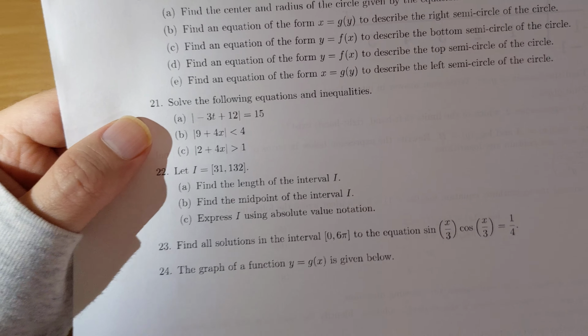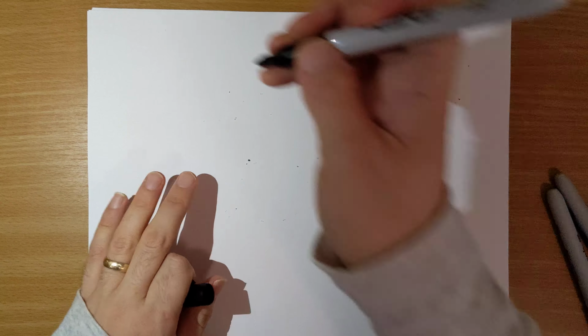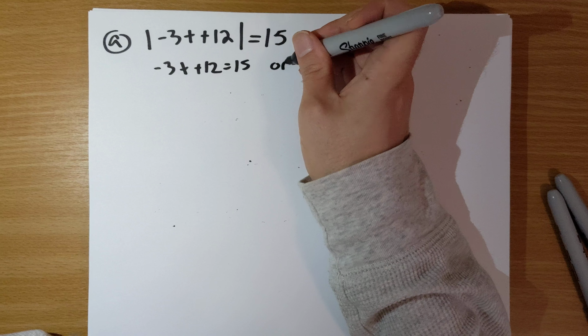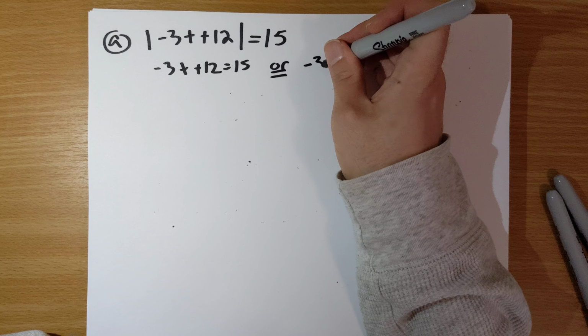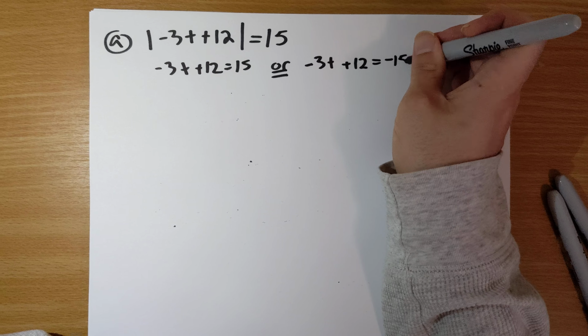Problem number 21. Solve these equations and inequalities. So for the first one, absolute value of negative 3t plus 12 is equal to 15. So there's two possibilities here. This says that either negative 3t plus 12 is equal to 15, or negative 3t plus 12 is equal to negative 15.